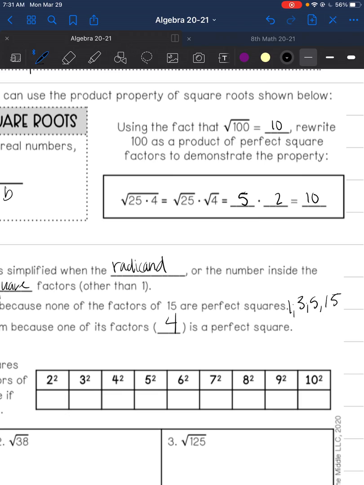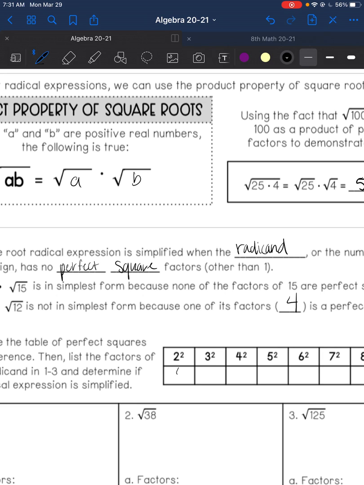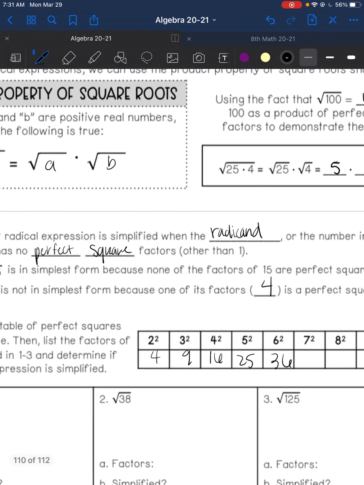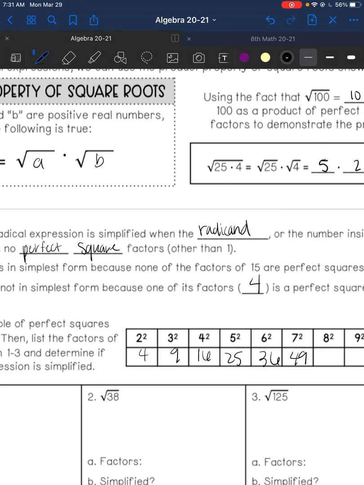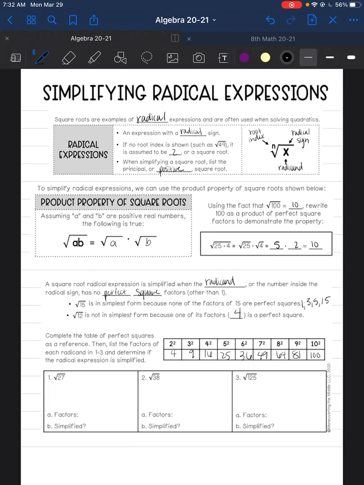So we're going to complete the table of these perfect squares so you have that for your reference. 2 squared is 4, 3 squared is 9, 4 squared is 16, 5 squared is 25, 36, 49, 64, 81, and 100. I would also add to your notes, if you are not comfortable with them, 11, 12, 13, 14, and 15. You might write those perfect squares down as well.